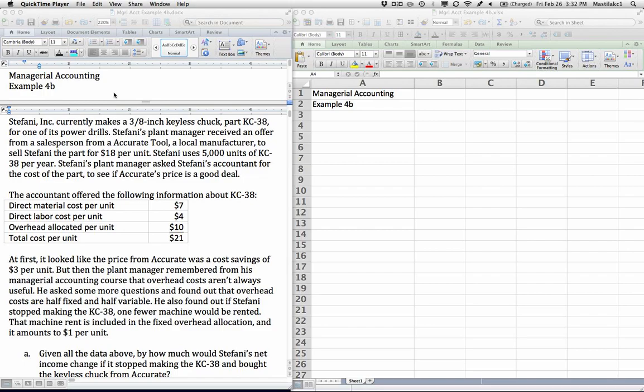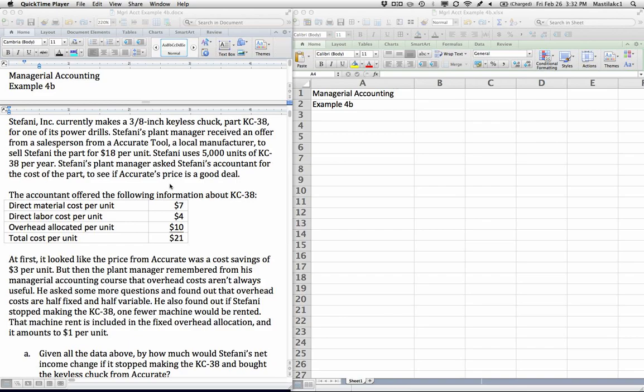So this is a make versus buy setting. It's a setting in which a company is currently making a part, this 3/8 inch keyless chuck, and they have an offer from a local supplier to sell them the part for $18 per unit.